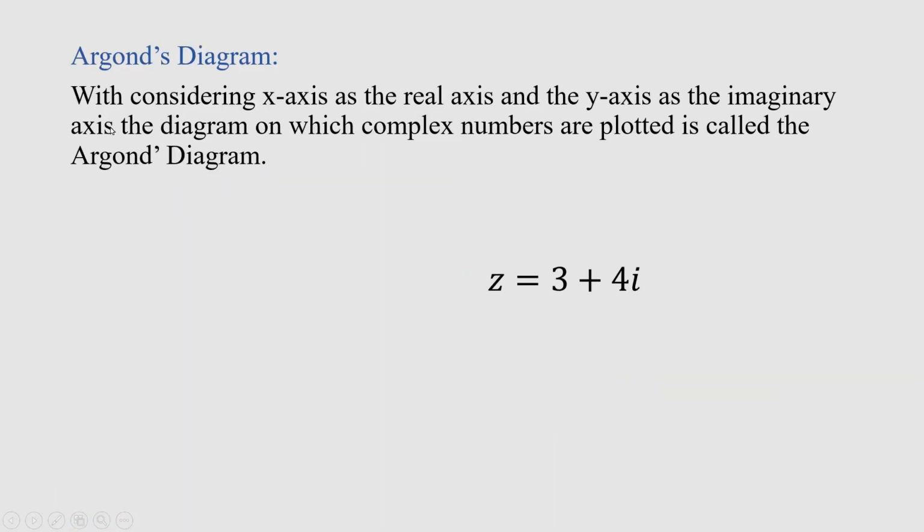Argand diagram. With considering x-axis as the real axis and y-axis as the imaginary axis, the diagram on which complex numbers are plotted is called the Argand diagram.